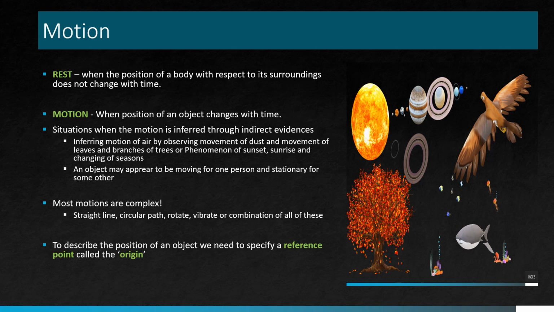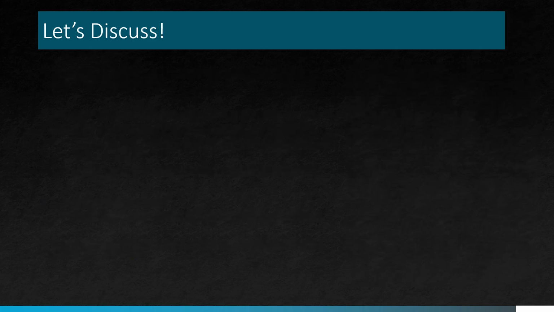It can't be equidistant from every place in the city. There is always a starting point. There is always an origin. There is always a reference point from where you define कि distance कितना है. So, to describe the position of an object, we need to specify a reference point, an origin point, right? So, reference point or origin point is from where you define the position of an object, right?